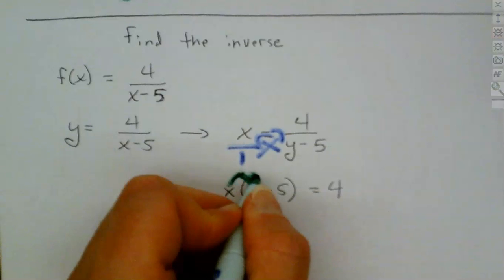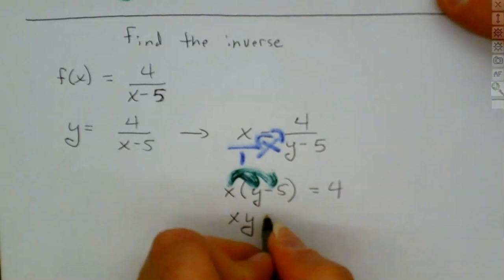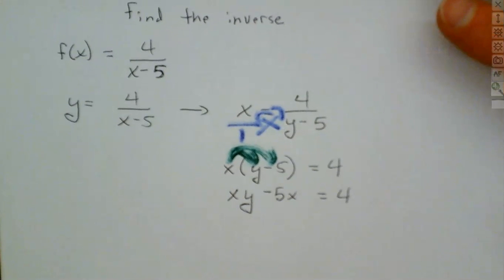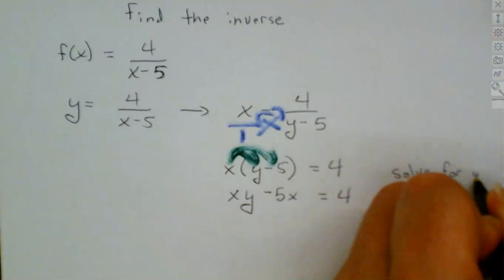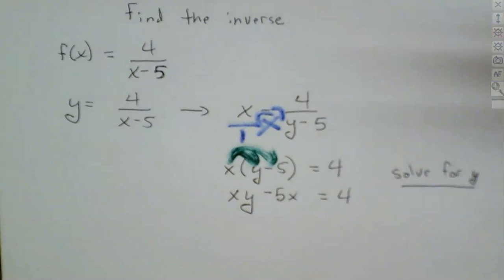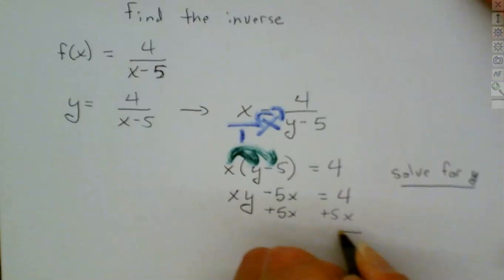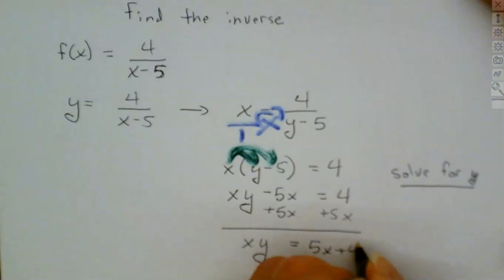Let's go ahead and distribute that x through. That's going to give me xy minus 5x equals 4. Now, what are we trying to solve for? Again, we want to solve this for y. Sometimes on these, we have to take a moment to think about what we're doing. When we solve it for y, that means y needs to be by itself, right? So 5x needs to be moved over. So xy equals 5x plus 4.